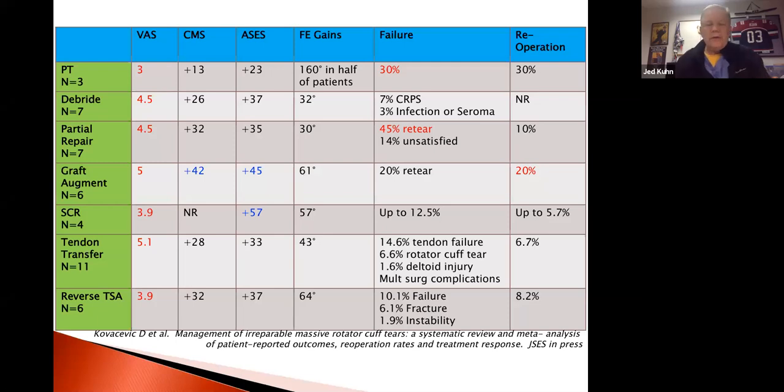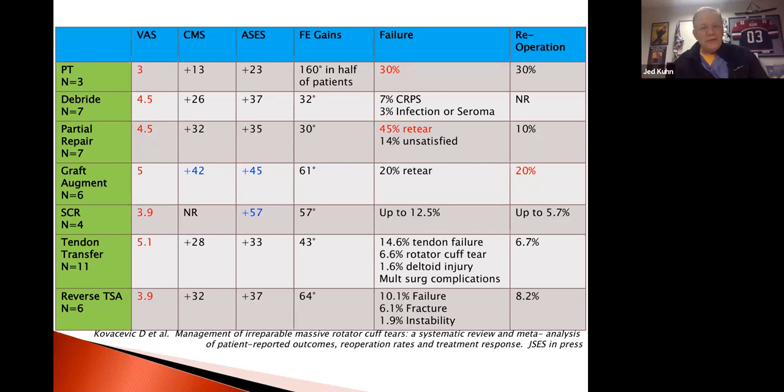much selection bias. But anyway, therapy can improve the visual analog scale by about 3 points. It can improve the Constant score, the ASES score. It can improve elevation. It fails in about 30% of people who go on to have surgery. Debridement improves the visual analog scale about 4.5 points. Both the Constant and the ASES scores improve. You get gains in forward elevation. Partial repairs, same thing, but about 45% of those re-tear.